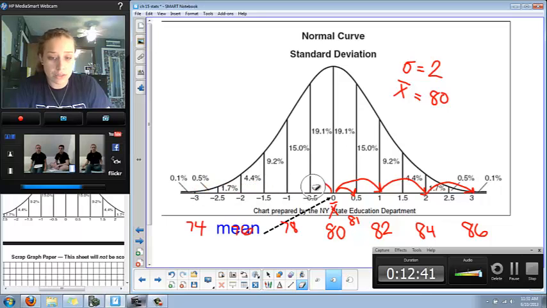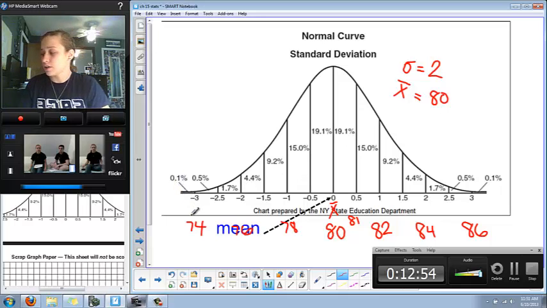Another really important thing that I want to point out to you is not just the numbers that are below the curve, but the actual numbers that are inside of the curve as well. If you don't believe me, you could take your calculator right now and add up every single one of those percentages. All of those percentages, 0.1, 0.5, 1.7, 4.4, 9.2, 15, 19.1, and so on. They all add up to 100%, okay? Because 100% of our data is represented under this curve. So all of those percentages add up to 100%.